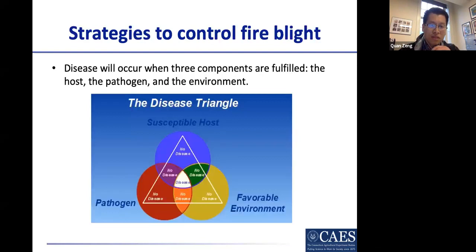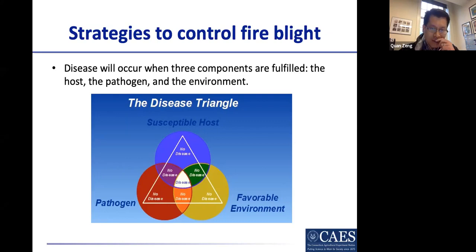So how can we develop an effective management program against fire blight? In plant pathology, we all know that in order for a plant disease to occur, three components need to be fulfilled at the same time: a susceptible host, a virulent pathogen, and an environment that is favorable to the infection to occur.